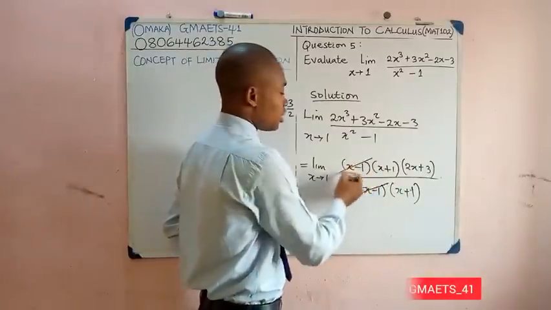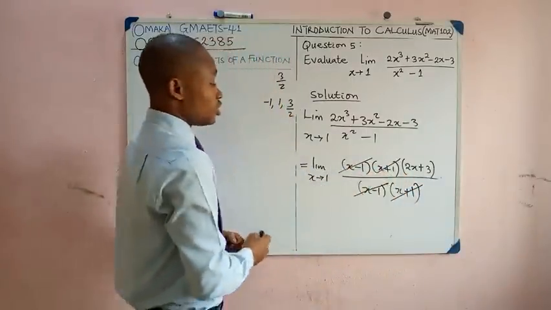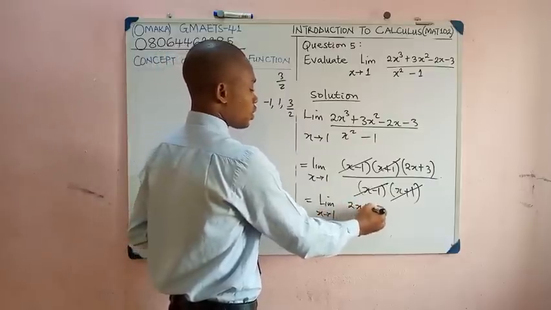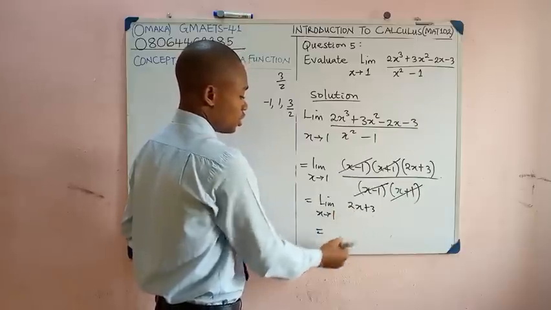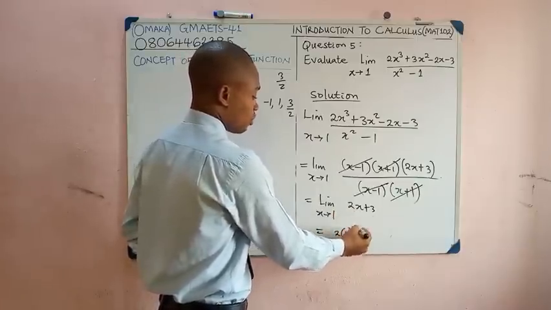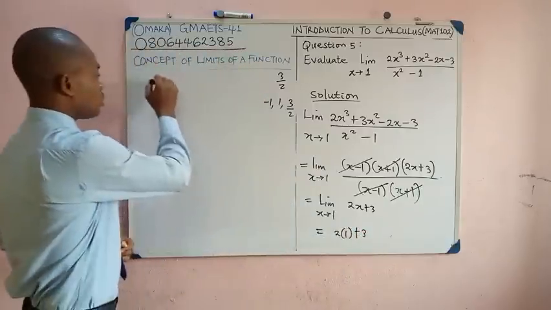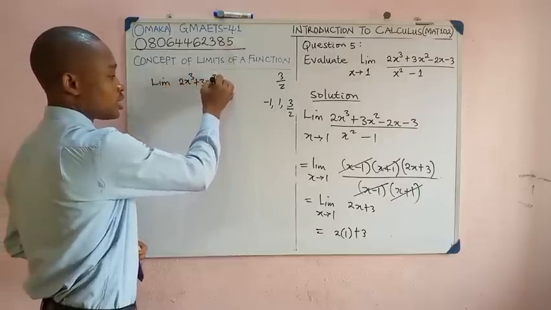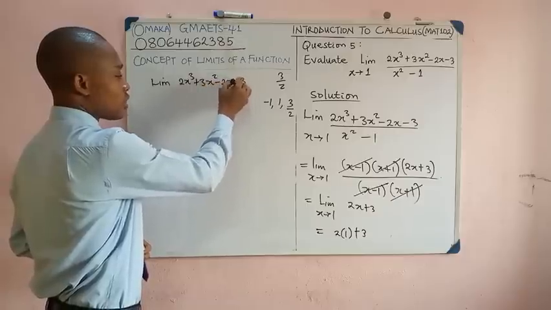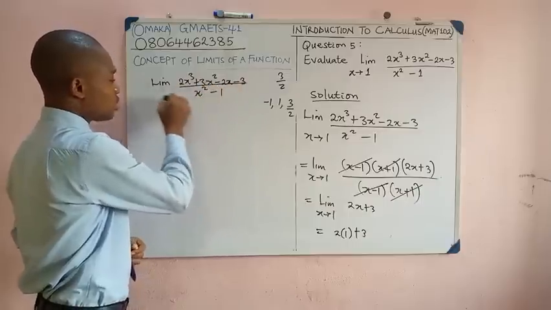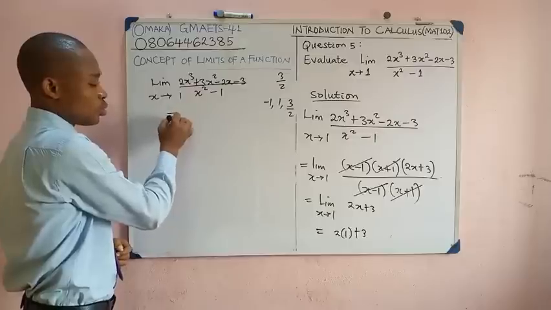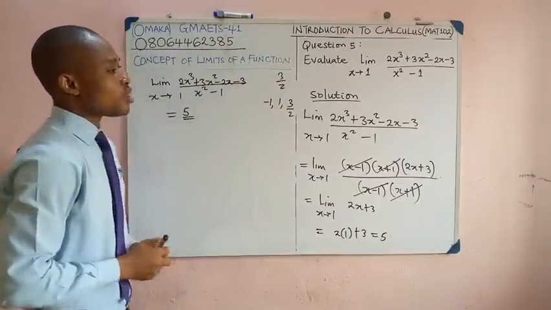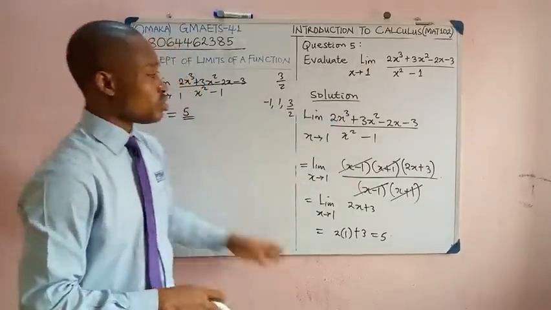So here, this and this we cancel, this and this we cancel. Then you notice that what you're actually solving now is the limit as x tends to 1 of 2x plus 3. So we substitute 1 there, and you have 2 times 1 plus 3. Therefore, the limit of 2x cubed plus 3x squared minus 2x minus 3 all over x squared minus 1 as x tends to 1 will give you 5. So the result is 5. By the factorization procedure, this is what you do and you get this result.